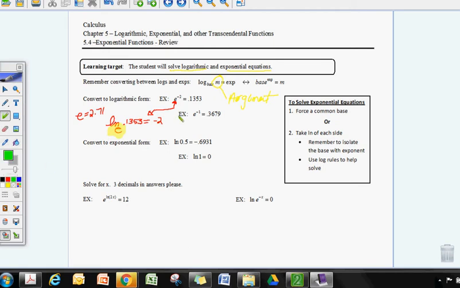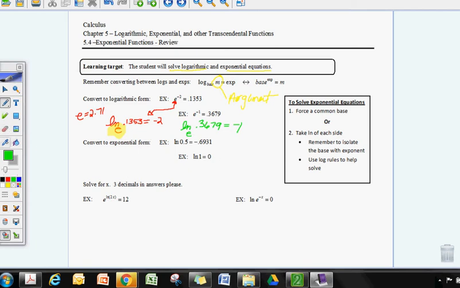I'm quiet for a second. You try writing that problem quickly. Okay, I said quickly. So the natural log base e of 0.3679 is going to equal negative 1. We need to be able to convert back and forth and do it fluently.